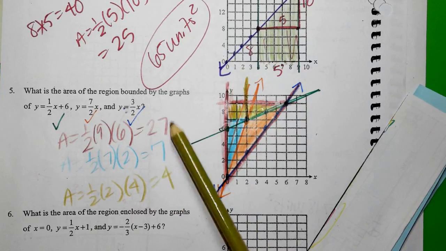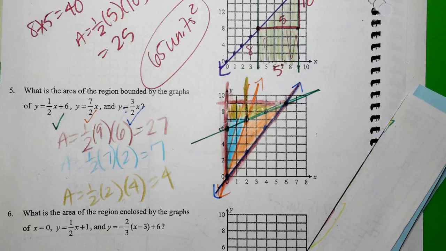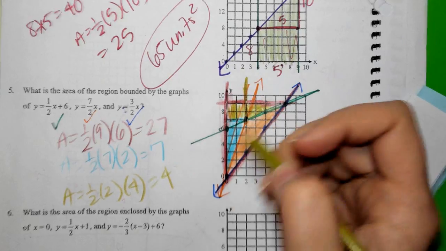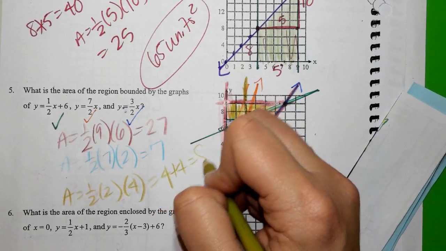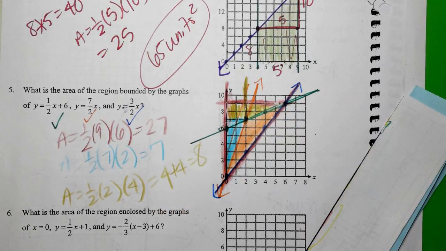Now, we have the area of the big red triangle, which is 27. Wait, we're not done. The rectangle, oh, we need to add that in, don't we? What was the area of this? 4. Awesome, thank you. So 4 plus 4 is 8. Take a point, Kalia.